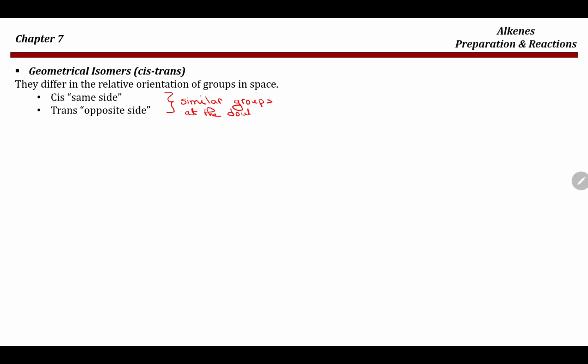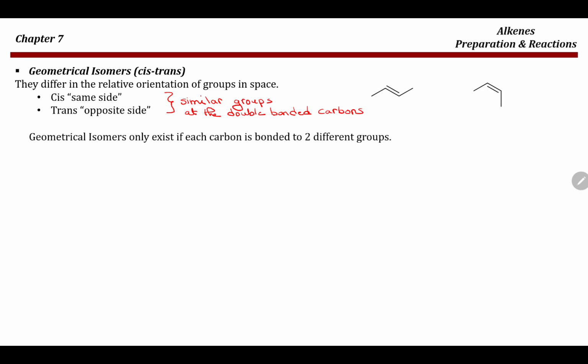So if there is no similar or common group between the double bonded carbons, as we will see, we cannot use cis-trans. We have to use something else. It's called the E-Z system. So let's go for this right now. Geometrical isomers exist only if each carbon is bonded to two different groups. That's the first point that we should be familiar with.